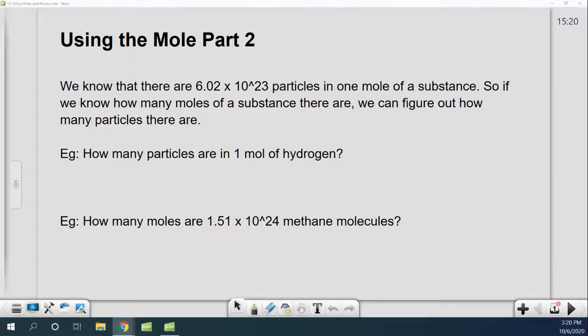Hey guys, and welcome back to another mole lesson. So today's topic is how can we use the mole to change back and forth through number of particles?